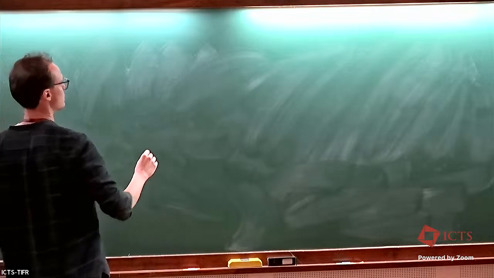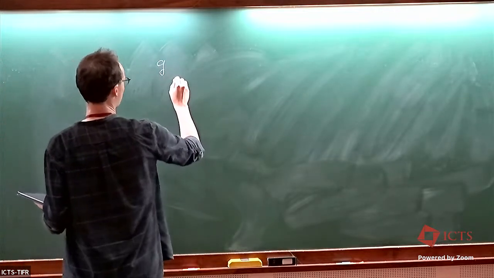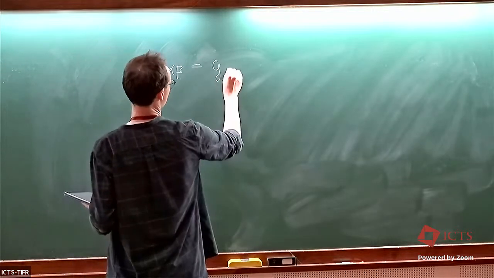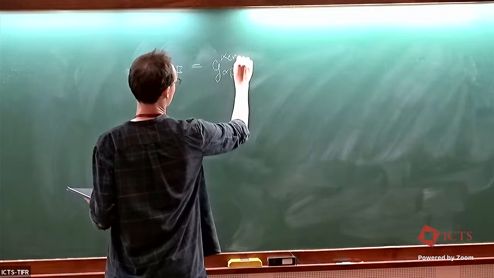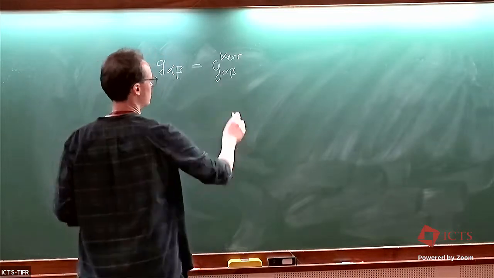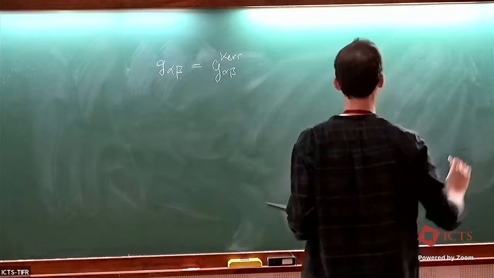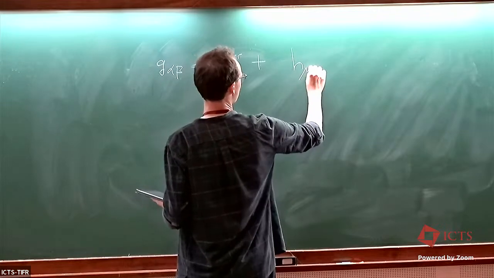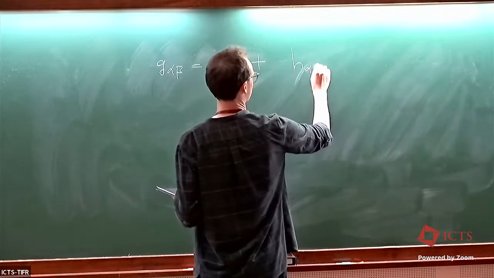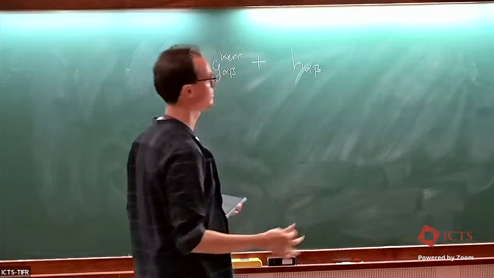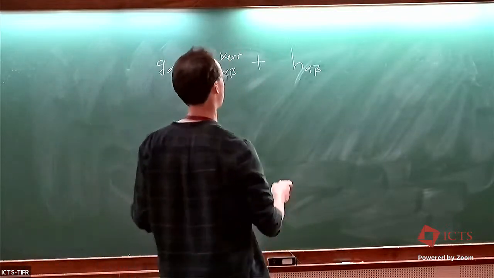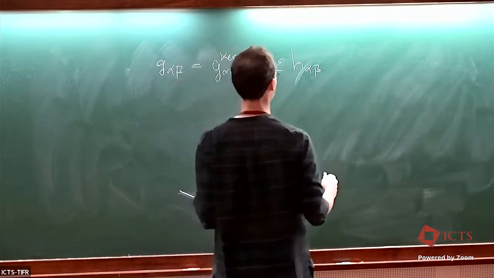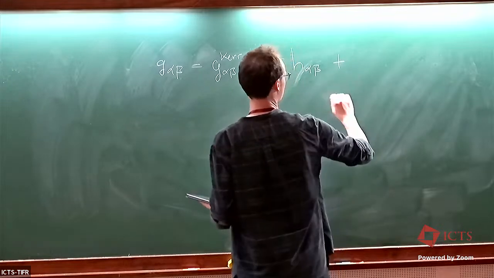Okay, so let's write our metric g alpha beta as g alpha beta Kerr, where the Kerr metric is what's written in the middle, plus some perturbation h alpha beta. And the way we're going to keep track of the orders of perturbation is just by some order parameter epsilon. So epsilon is just assumed to be small, some dimensionless number, to keep track of the orders.